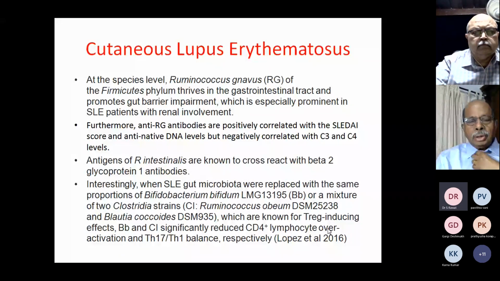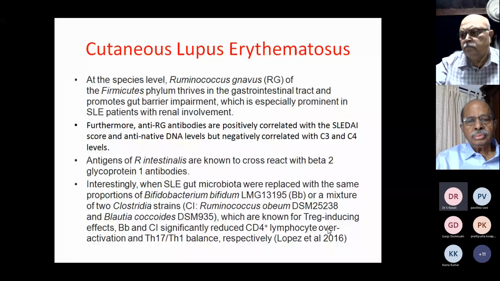Now, various antigens of another bacterium, such as R. intestinalis, are also known to cross-react with the beta-2 glycoprotein 1 antibodies. So one thing which is also playing a role is molecular mimicry of the human tissues by these various bacteria which have been overgrowing.